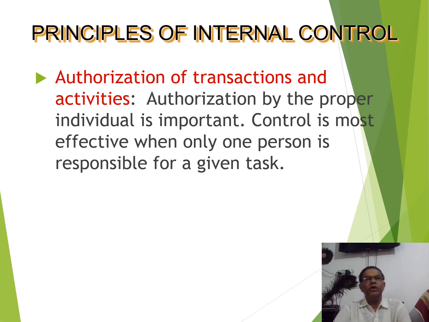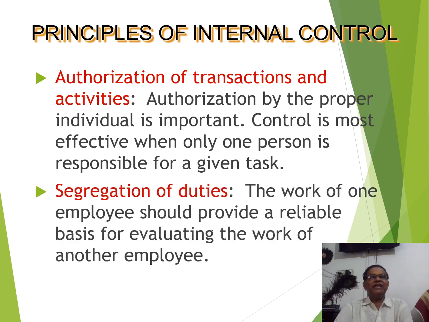Control is most effective when only one person is responsible for a given task. Segregation of the duties: the work of one employee should provide a reliable basis for evaluating the work of another employee. We may give one task to maintain the cash book and the bank, one for posting, and another for balancing and preparation of the trial balance to another person, so that one person may check the other, and like that this will go on and control will be established.